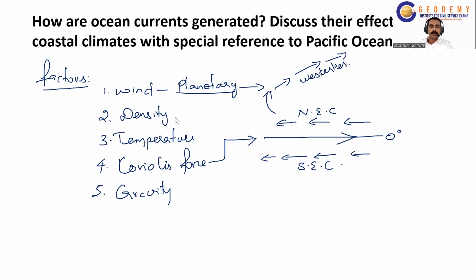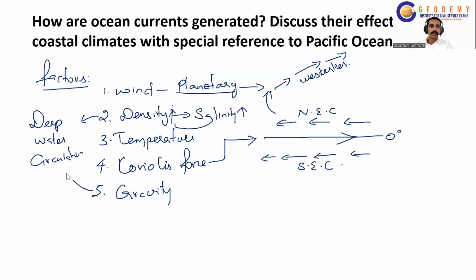Okay. Density: when the salinity increases, density increases. And when the density increases, the water sinks down and it becomes deep water circulation. So for this, we can give an example. And when the density increases, due to gravity, it sinks down and becomes deep water circulation. So these are the examples, and thus the currents are generated.